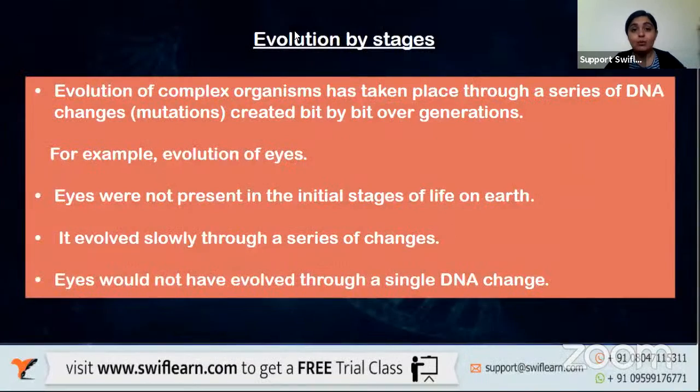Then, what exactly does evolution by stages mean? Here, we are going to learn how the stages of evolution work. Exactly where does evolution start from? The evolution of complex organisms has taken place through a series of DNA changes, known as mutation, created bit by bit over generations.